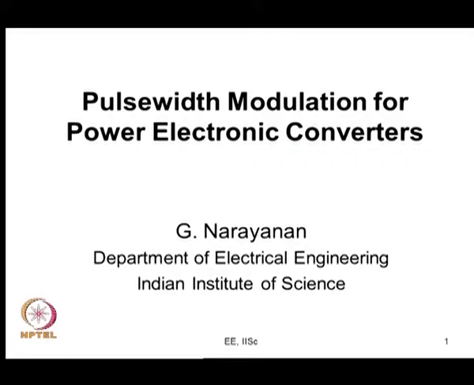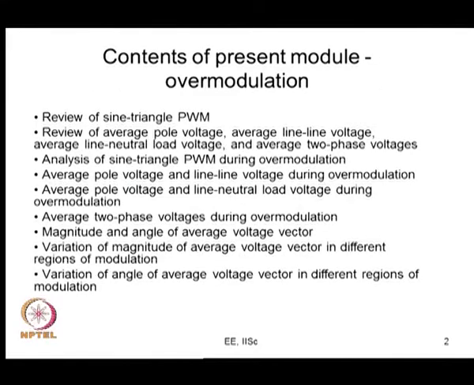Welcome back to this lecture series on pulse width modulation for power electronic converters. We went through various modules, and this is the 12th module, on overmodulation. In the last lecture on overmodulation we reviewed sine triangle PWM, and we reviewed average pole voltage and average line to line voltage in an inverter.